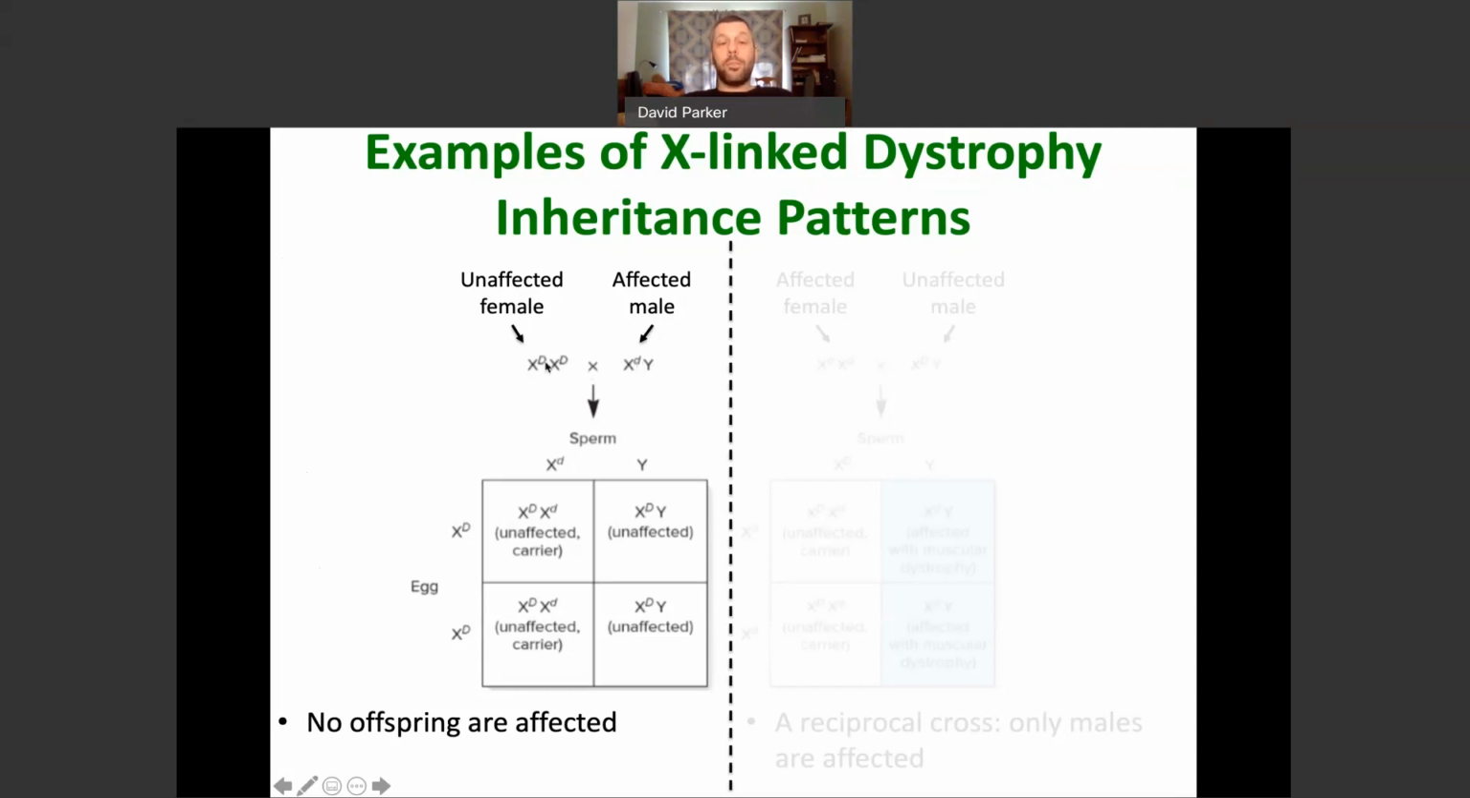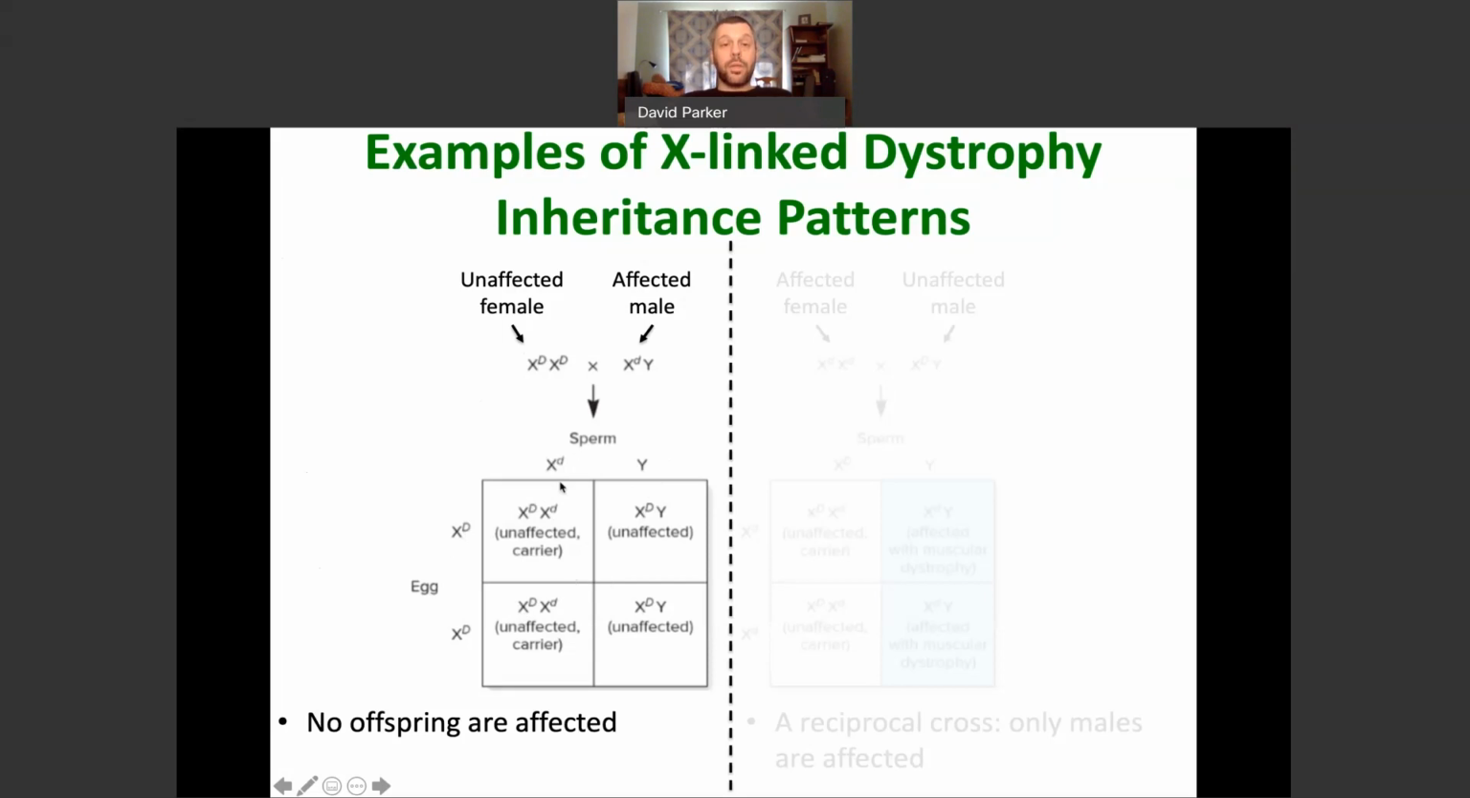When you think about the possible gametes that she can make and put them on a Punnett square, there's only one possibility, X big D. So here are the two possible gametes from the female. This male can make gametes with either an X or a Y, so here are his two possible gametes. If we fill in the Punnett square, we see that in every instance there is an X capital D, which means that whether you're a girl or a boy, you're going to be unaffected.